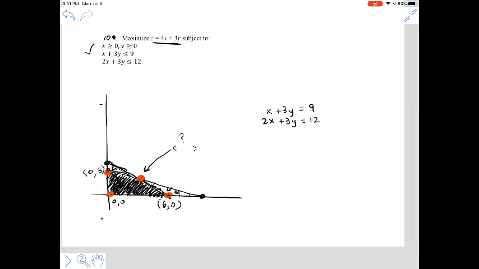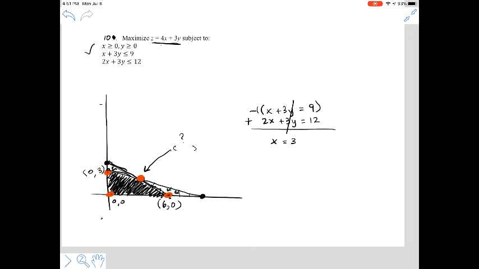Exactly. So we could do the elimination method here, multiply the top equation by -1. What that will do is eliminate y. And that leaves us with x equals 3. Then you plug 3 in for x in one of those equations. This is just like from section 5.1.